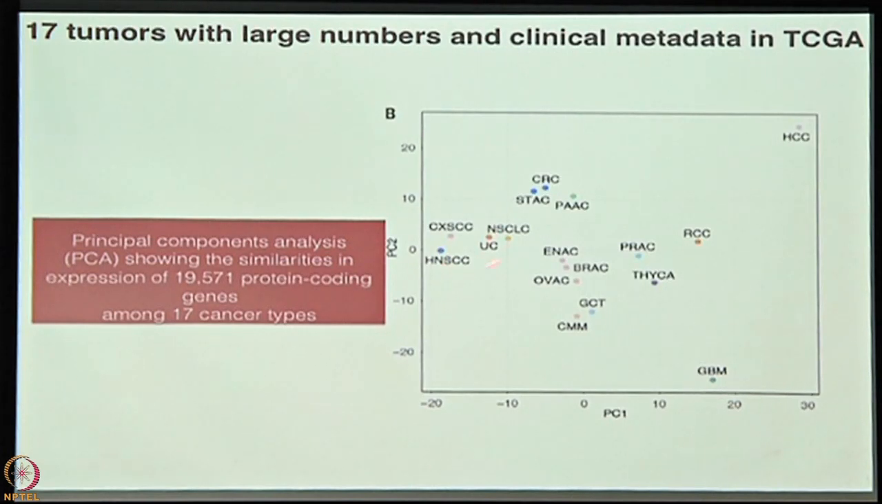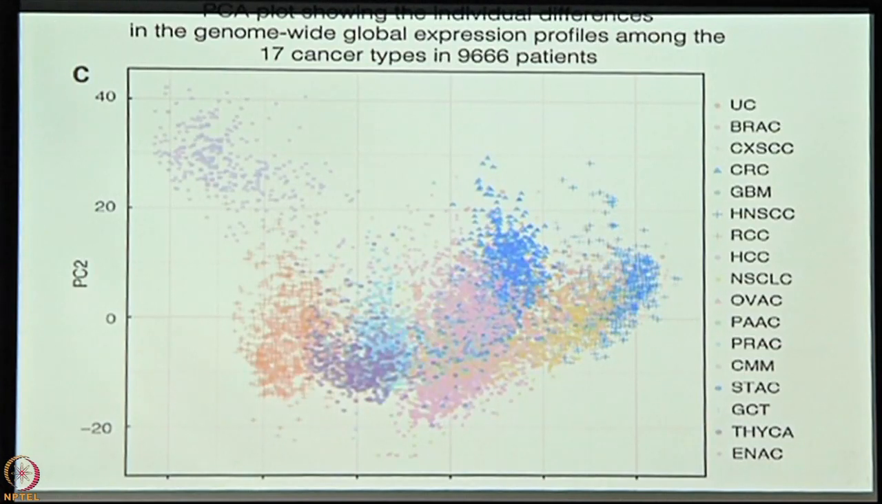This group which is coming here are the squamous cell carcinomas. So, it is head and neck squamous cell carcinoma, cervical squamous carcinoma. If you see this group here, these are the endometrial adenocarcinomas, ovarian adenocarcinomas and the breast adenocarcinomas. So, they group together from the same system. There were only two very far outliers. One was hepatocellular carcinoma, very different from everything else, and glioblastoma multiforme, which is a brain tumor, which looked quite different from everything else. The surprises were yet to come.